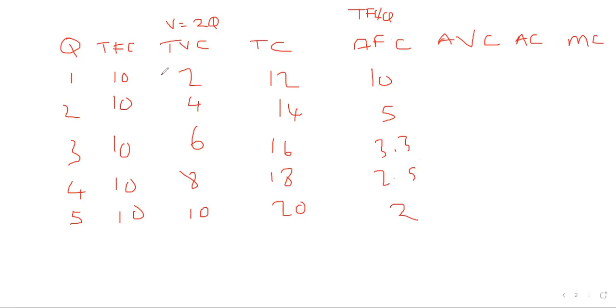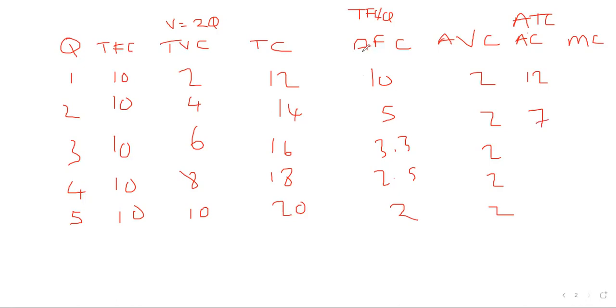Average variable cost, we're dividing this over quantity. So here we're going to have 2, then 2, 2, 2, 2 throughout. This we're dividing the variable cost by the quantity. Then the average costs, which is also called the average total cost, is when we divide the total cost over quantity. 12 divided by 1 is 12. 14 divided by 2 is 7.